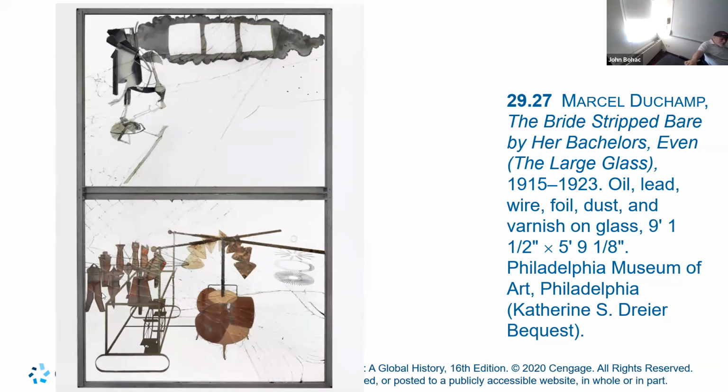And these are the bachelors, and they have symbols associated with them that you'd have to be over 100 years old to understand. One of them would be a firefighter, a policeman, a butcher, etc. And up here is the bride, and they can't reach the bride, but the bride is sending her signals out with this thing here.